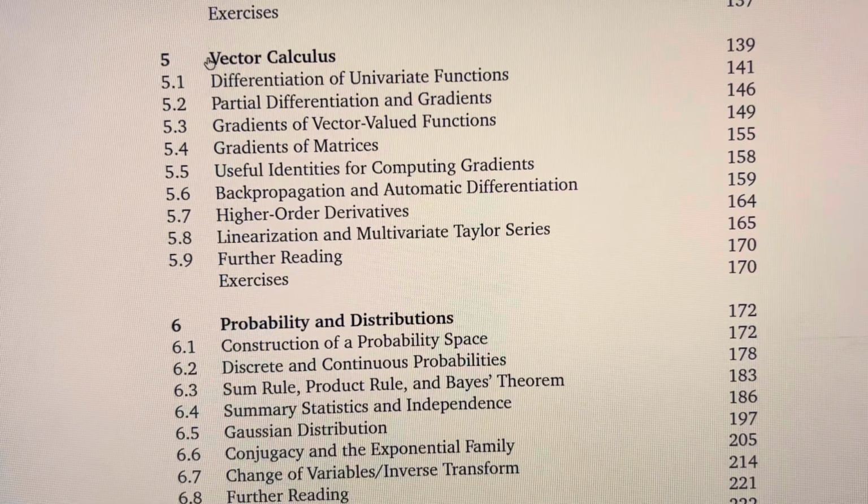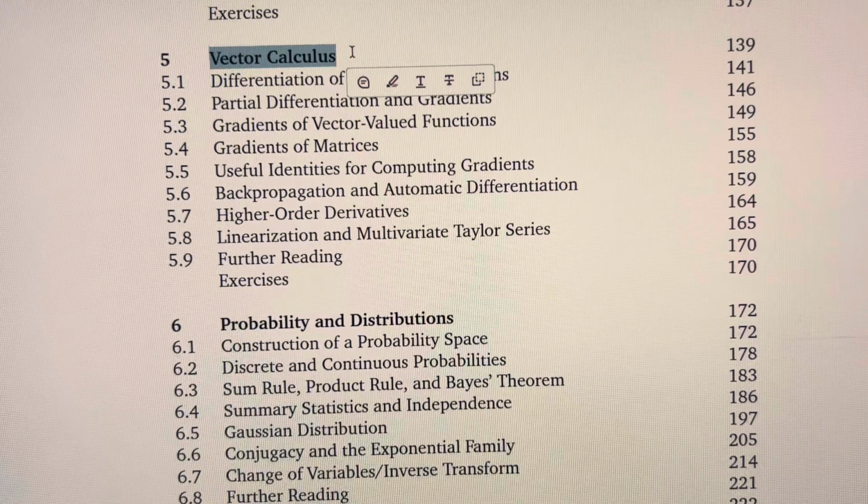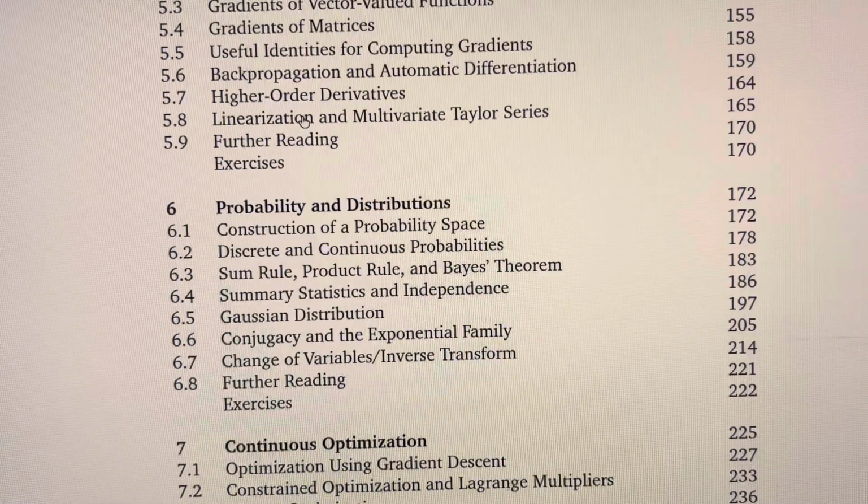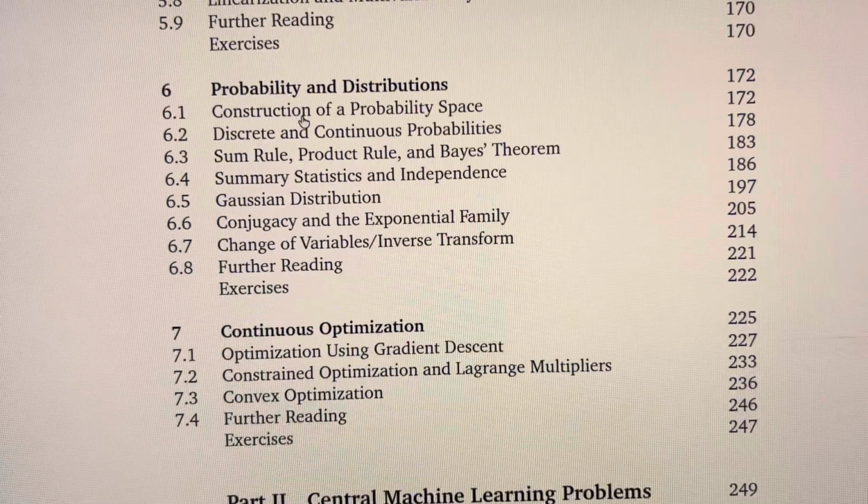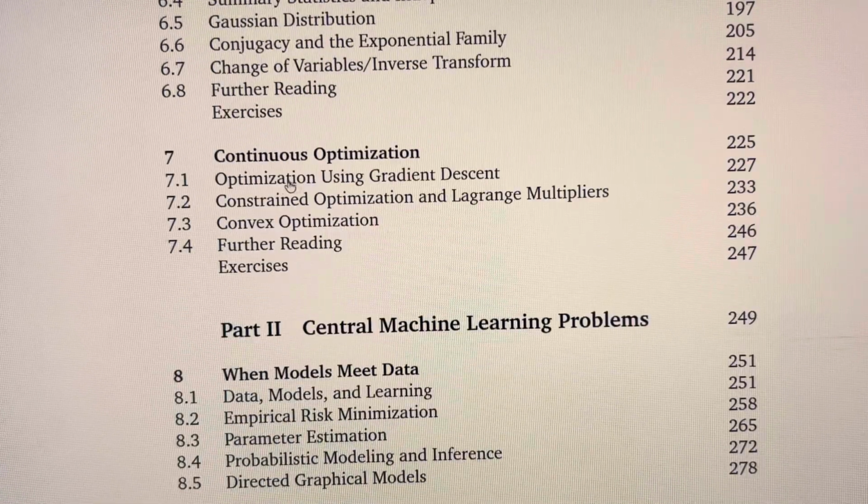Okay, so that's about vector calculus. This will be very important throughout machine learning and AI and in deep learning and in all aspects. Then we'll do probability and distributions, especially Bayes rule, Bayes theorem is important. It will be used in many places. And after that, finally, this continuous optimization.